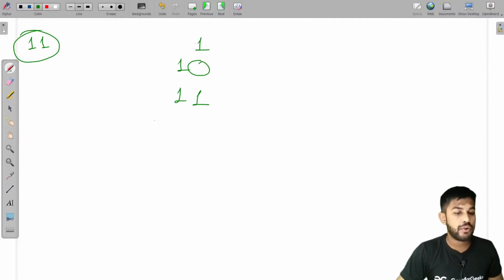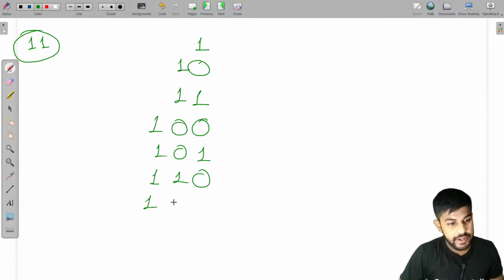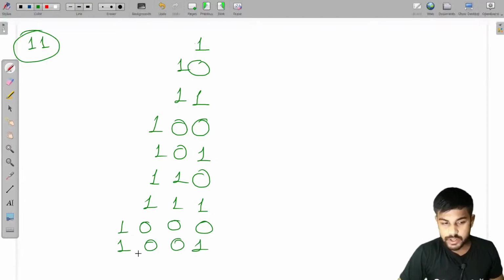Okay, so 4 would be like this, 5 would be like this. Okay, good to go. And then 6 would be like this. Okay, 7 would be like this. Okay, and then 8 would be like this. Good to go. 9 would be like this. Okay, 10 would be like this only, and 11 would be like this.